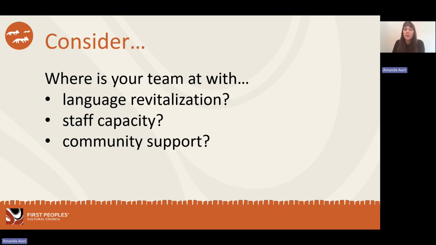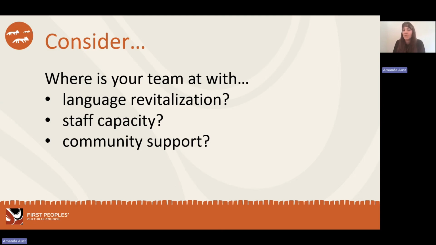Where is your team at with language revitalization? What place in the strategic planning cycle are you starting from? What language revitalization work are you building on? And what do you hope to accomplish by developing a language plan?